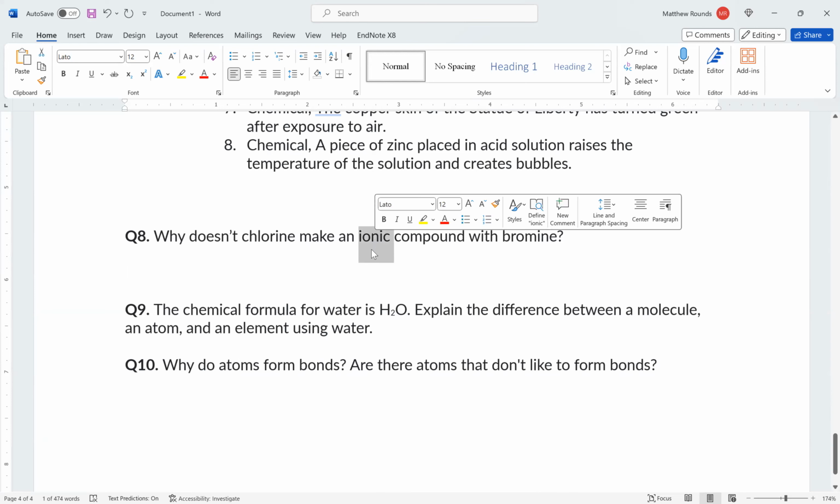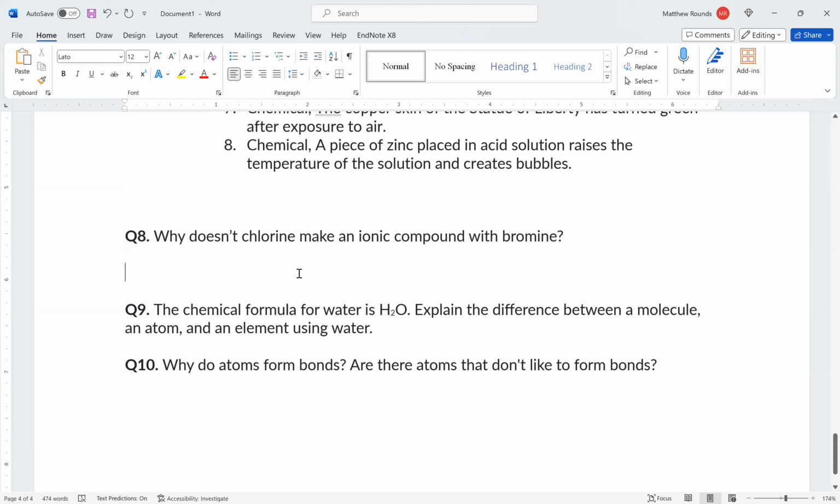For an ionic compound, you need to have a metal and a non-metal. Okay, so I want you to type a sentence that says the definition of an ionic compound, which is what you just said, metal and nonmetal, and then say that both chlorine and bromine are nonmetals. All right.